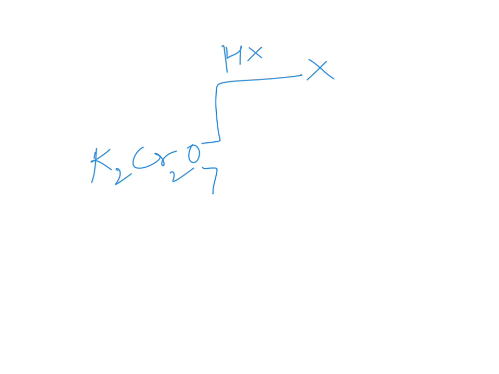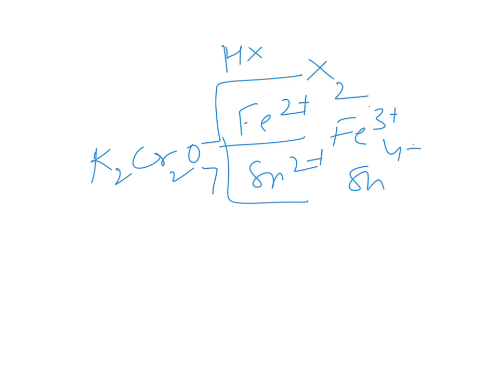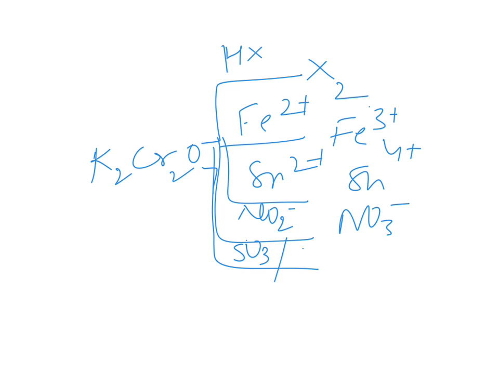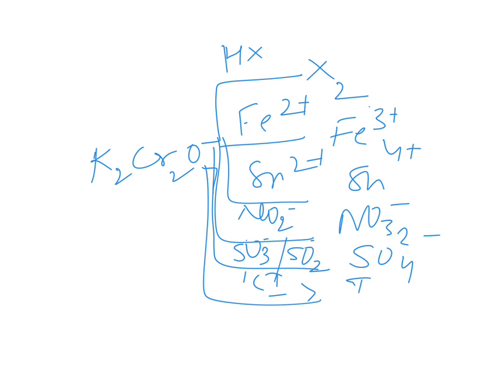Some more reactions with K2Cr2O7. If you react it with HX, you can see similarity in K2Cr2O7 and KMnO4, both give X2. Then if you react it with Fe2+, then it will give Fe3+. This is also similar. Sn2+ to Sn4+, NO2- will be changed to NO3-, SO3 2- or SO2 will be changed to SO4 2-. So same reactions you can see. KI, it will liberate iodine and so on.